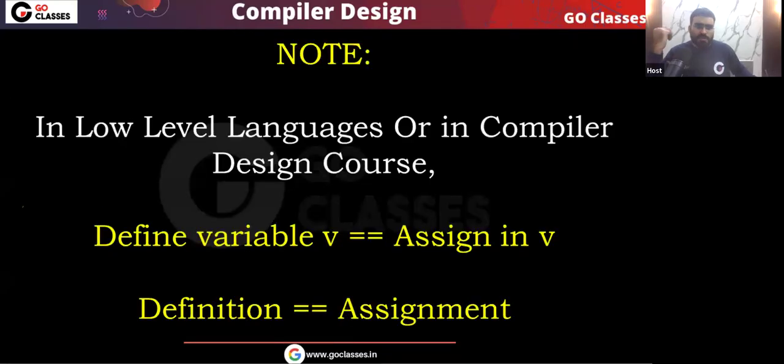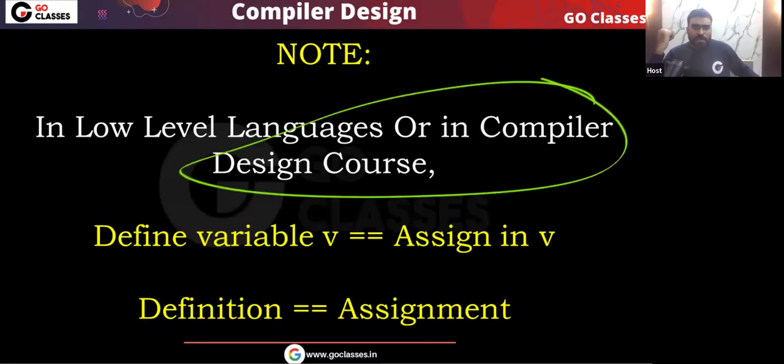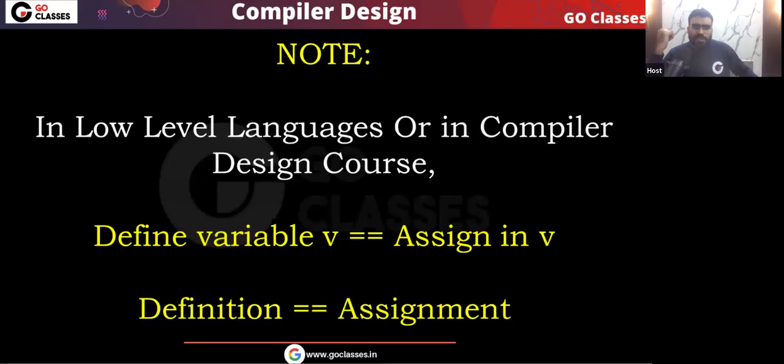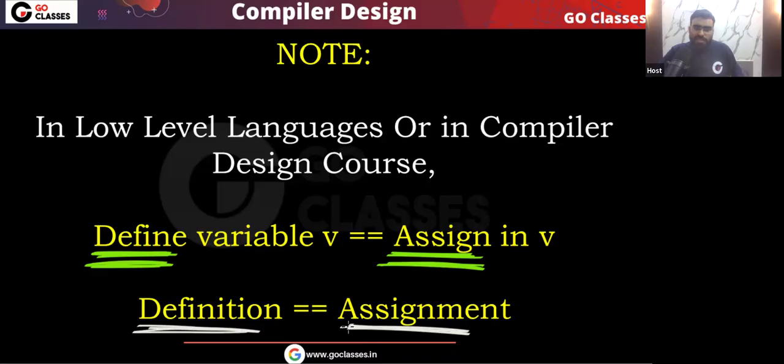Now let me tell you something. This is an important point. When we study compiler design, or in the low level languages, the word define means assignment. Remember, define and assign, they are the same. When you study code optimization or intermediate code representation, in the compiler design course, this word define simply means assign. Definition and assignment are synonyms of each other.